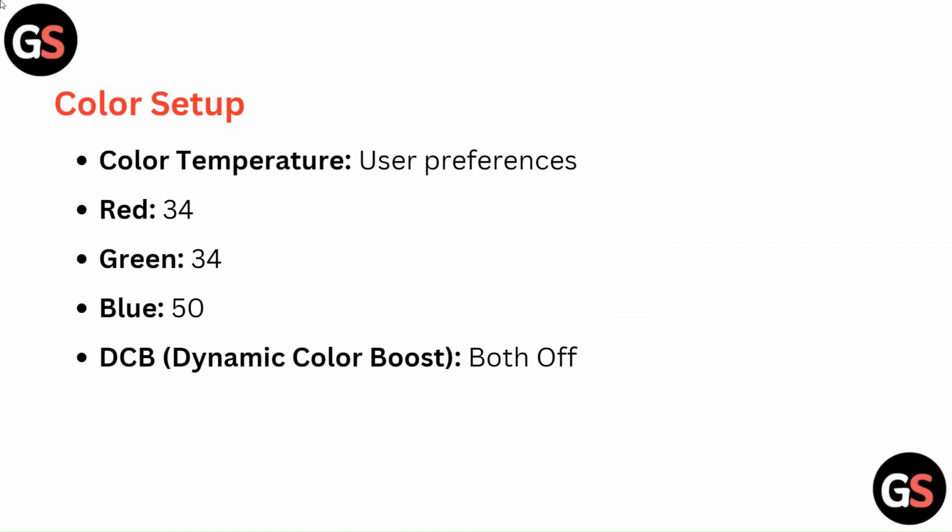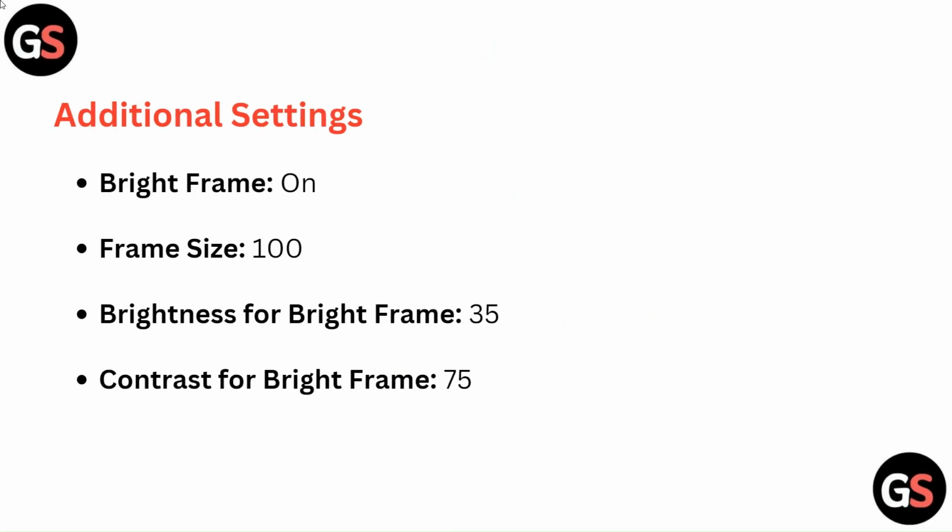Color setup. Color temperature, user preferences, red 34, green 34, blue 50. DCB, dynamic color boost, both off. Additional settings. Bright frame on, frame size 100, brightness for bright frame 35, contrast for bright frame 75.